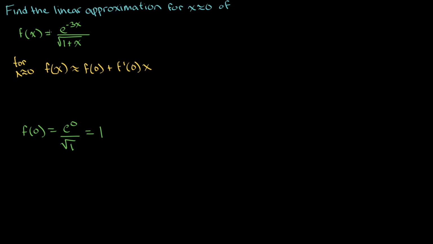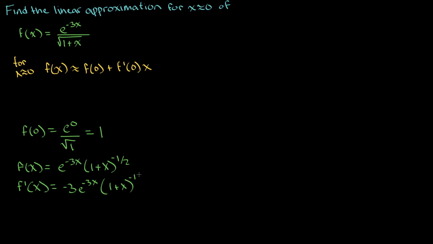And now to take the derivative, you know what? Personally, I like using the product rule when I can. So I'm going to rewrite this function as a product. So we have e to the negative 3x, and then we have 1 plus x to the negative 1/2 power. And then differentiating here, we have our derivative function to be, under the product rule, we're going to use the chain rule on this first term here. So this becomes negative 3 times e to the negative 3x power. And then we keep 1 plus x to the negative 1/2 power.